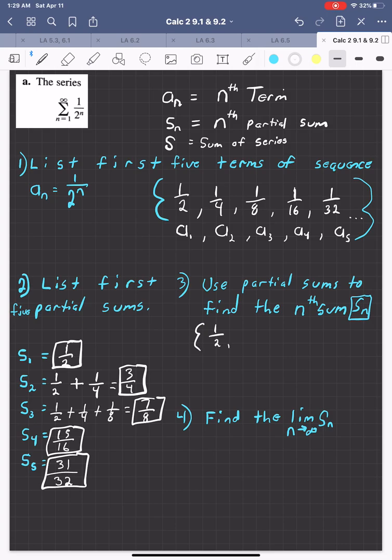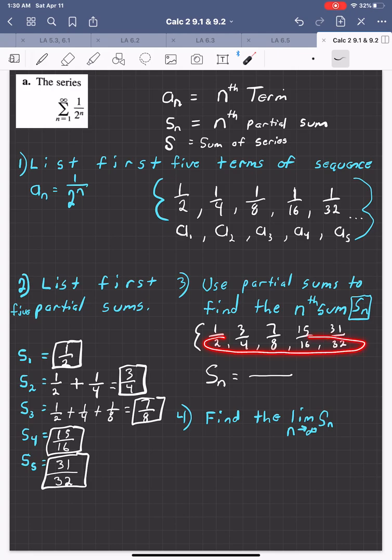So a half, 3/4, 7/8, 15 over 16, and 31 over 32. Now, let's see if I can just use those partial sums to find a pattern. All right, so what are we doing? Well, we're looking for a pattern. Let's start with the denominator. Now, 2, 4, 8, 16, 32. Now, that is fairly easy to model, right?